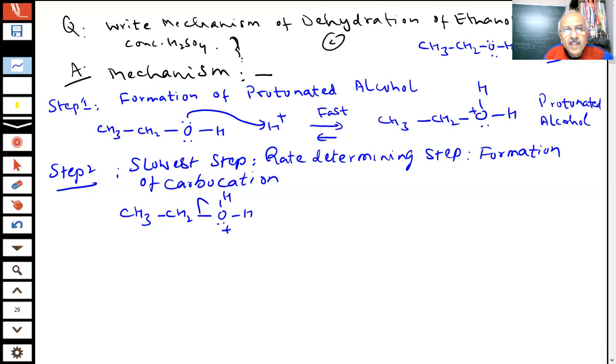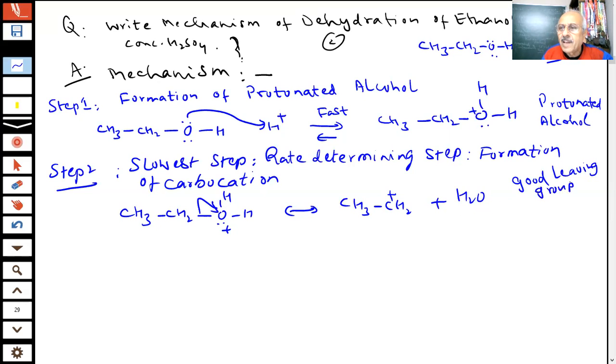I said, this water will take the electrons. These are 2 electrons. It will take the electrons here, students. And the result of this is what? CH3, CH2 plus. And this water is a good leaving group. It leaves. Because the group has to leave, if it is a good leaving group, then it will leave easily because oxygen needs electrons. It takes them and leaves as water.